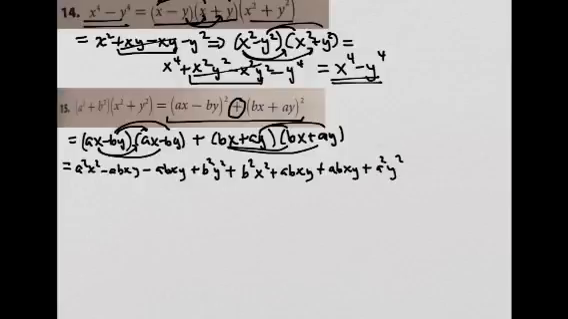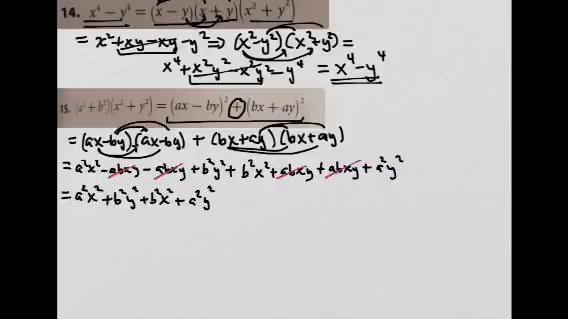So we go through and see if we have any like terms to combine, and I notice that I've got a negative abxy and a positive abxy, so those cancel out to 0. And then I have another pair just like that, negative abxy, positive abxy. That gives you 0. So now I'm going to write what I have left. A squared x squared plus b squared y squared plus b squared x squared plus a squared y squared.